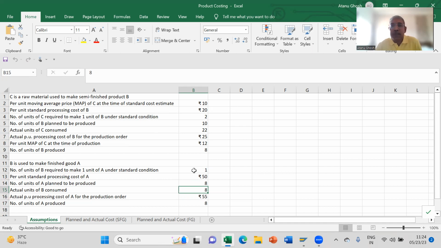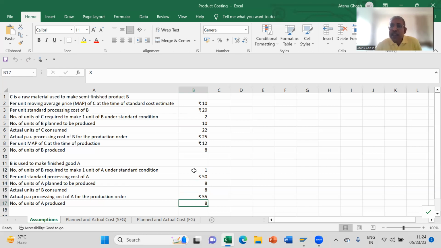So there is no loss there. That means we are not consuming 10 units of B to produce 8 units of A. Similarly, we are not losing anything as far as the yield of A is concerned. Previously I mentioned by mistake that actual units of A produced is actual units of B consumed. That means I am not consuming more inputs than what is planned. Similarly, I am producing with yield 100%. I am producing the same number of A as initially planned.